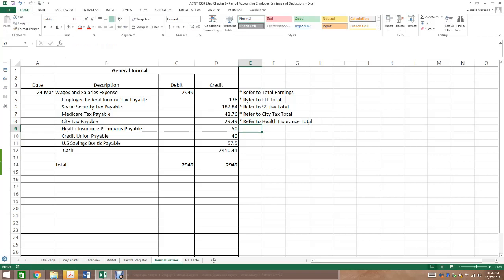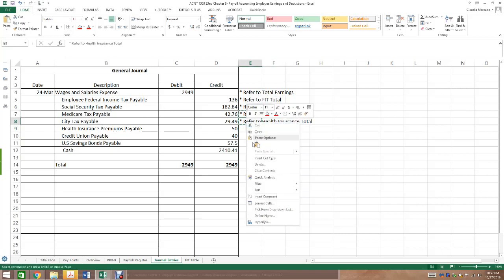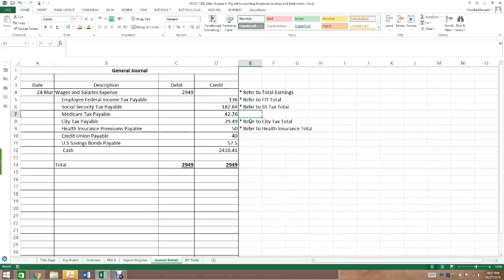Okay. Oh, sorry. Am I writing incorrectly? Okay, let me see. Maybe I'm typing incorrectly. Okay, federal income tax, Social Security. Oh, here I skipped one. Cut and paste. So here is Medicare. To Medicare total. Okay.